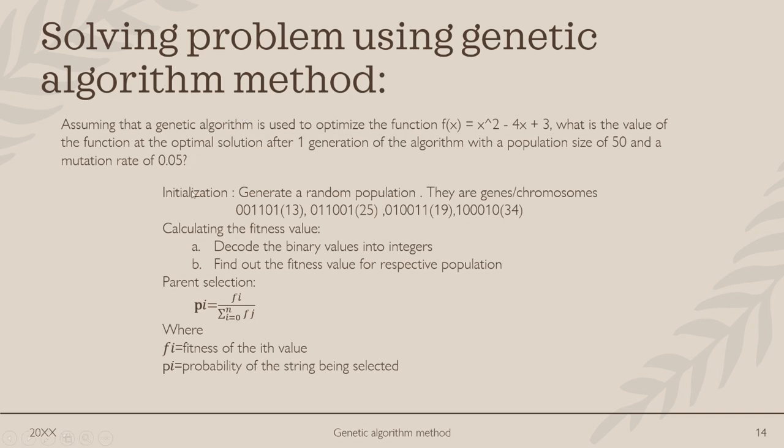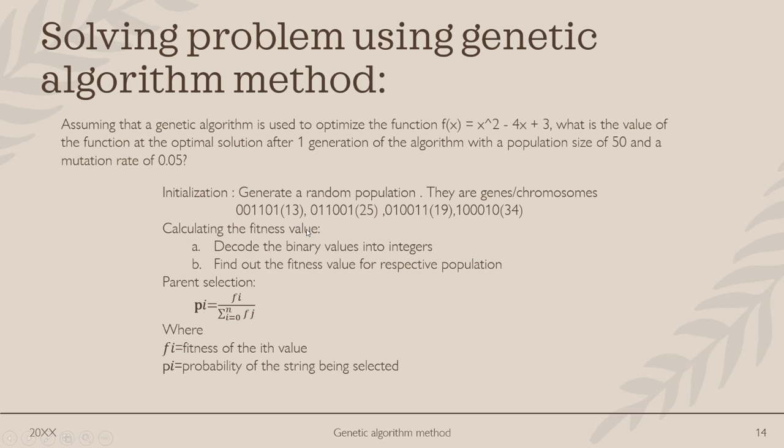So you know the steps, right? The first one is initialization. Initialization is nothing but generating a random population, converting them into binary values, and finding the fitness value of the respective population. And we will do parental selection based on the probability of the string being selected. Here I had taken random values like 13, 25, 19, 30, 34, and I found the binary values for the respective numerical populations. This is what I call genes or chromosomes.